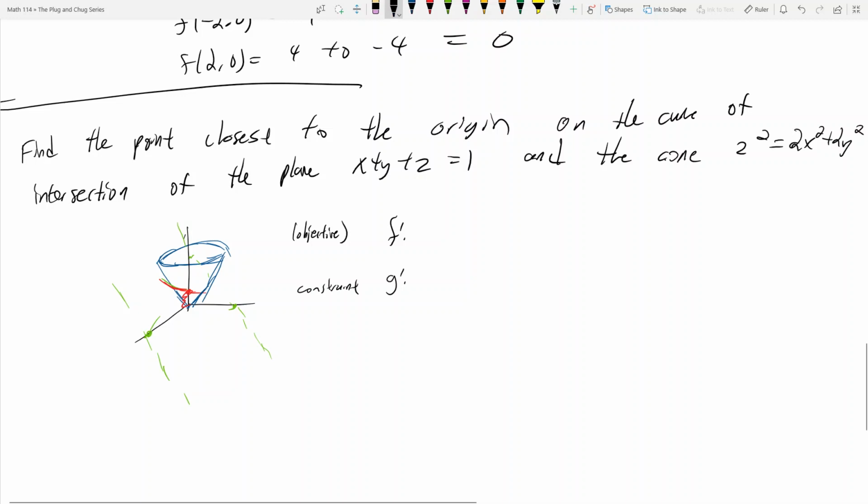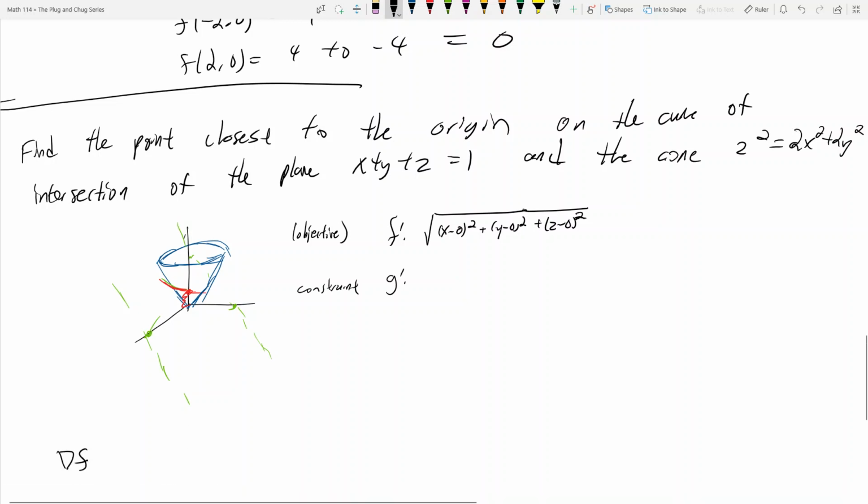Well, we know the distance formula between two points. It's the square root of x minus 0 squared, because 0 is the origin, plus y minus 0 squared, plus z minus 0 squared. So for any point x, y, z, if you give me a point, I plug it into this formula and it'll give me the distance from that point to the origin. Okay, that makes sense.